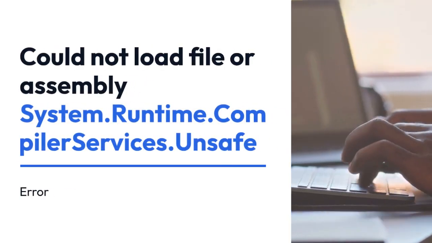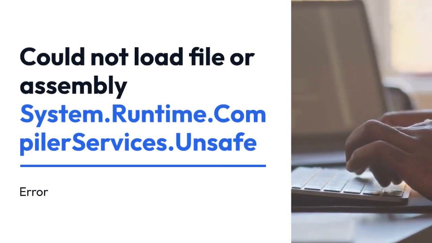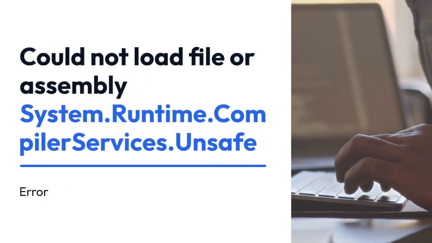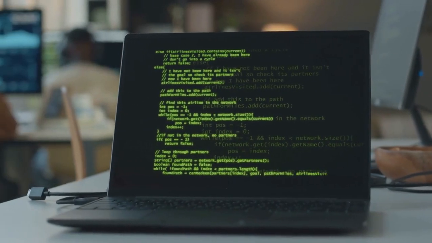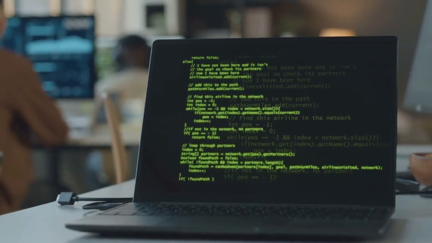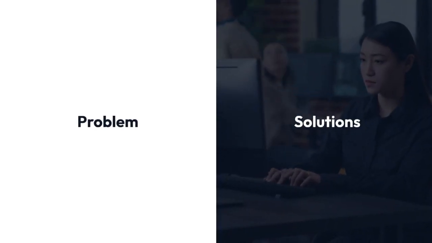We're going to explain the "could not load file or assembly System.Runtime.CompilerServices.Unsafe" error. This frustrating error typically pops up when your application tries to run but can't find a crucial part of the .NET framework. Let's break down the problem and its solutions.